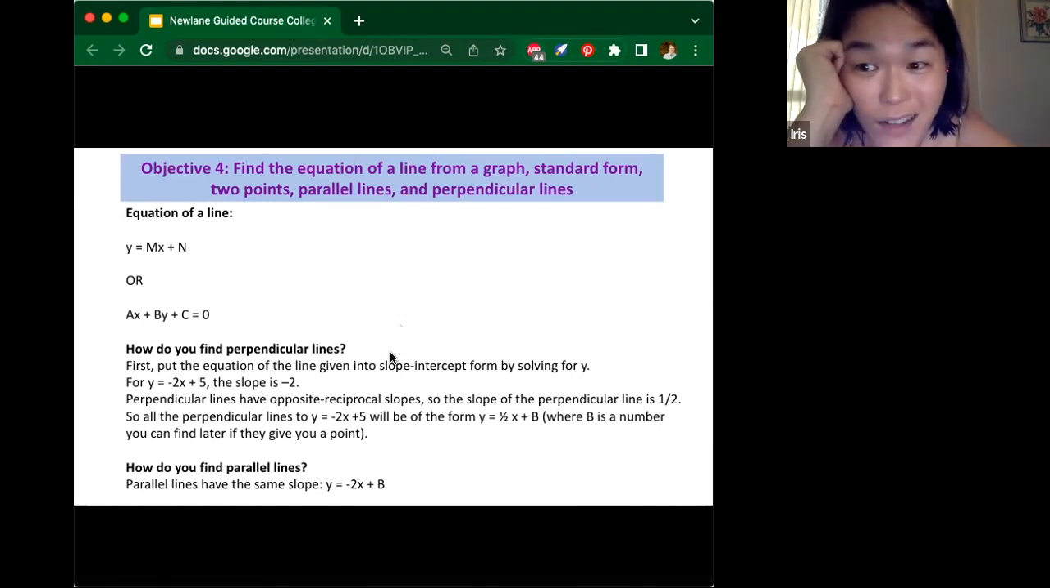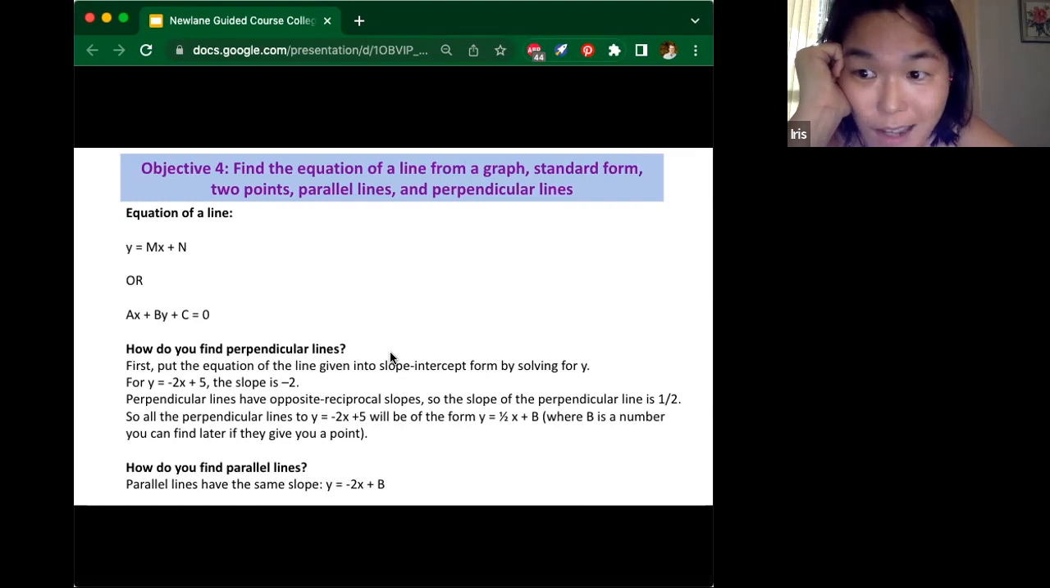And there's a lot of content here. I'm going to summarize: an equation of a line can be written in many forms. One of them is y equals a number times x plus another number. Another way of writing it that people like is a number times x plus a number times y plus a number equals 0. It's sometimes the same expression, people are just writing it in a different format.